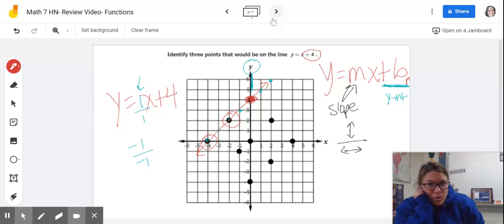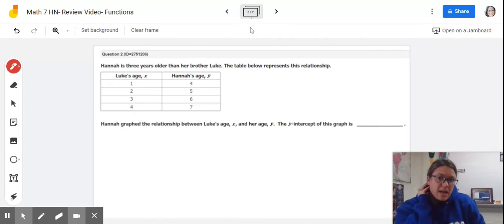All right, let's look at number 2. Question 2 said that Hannah is 3 years older than her brother Luke. The table below represents this relationship. So whenever Luke is this old, this is how old Hannah is. Hannah graphed the relationship between Luke's age x and her age y, and the y-intercept of this graph is. So you could write the equation that matches this, but really we need to figure out what y would be when Luke wasn't born, basically when Luke is 0.